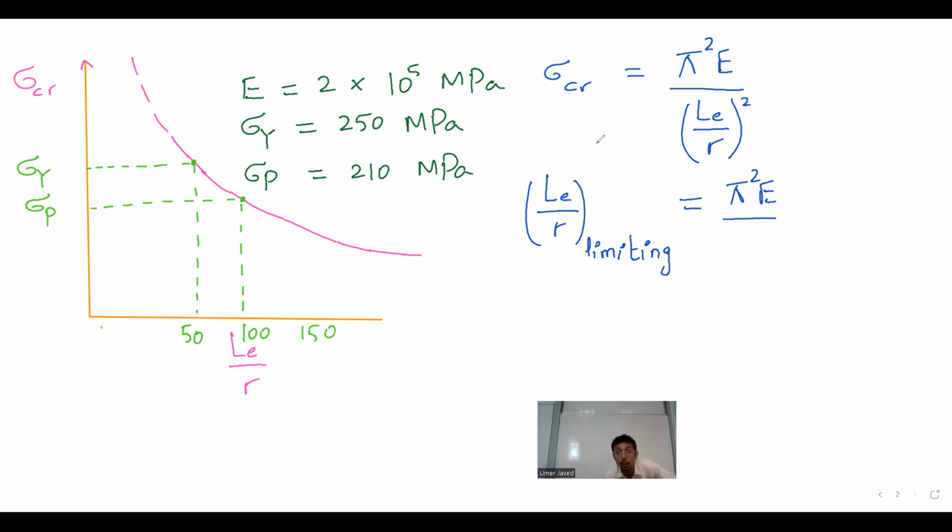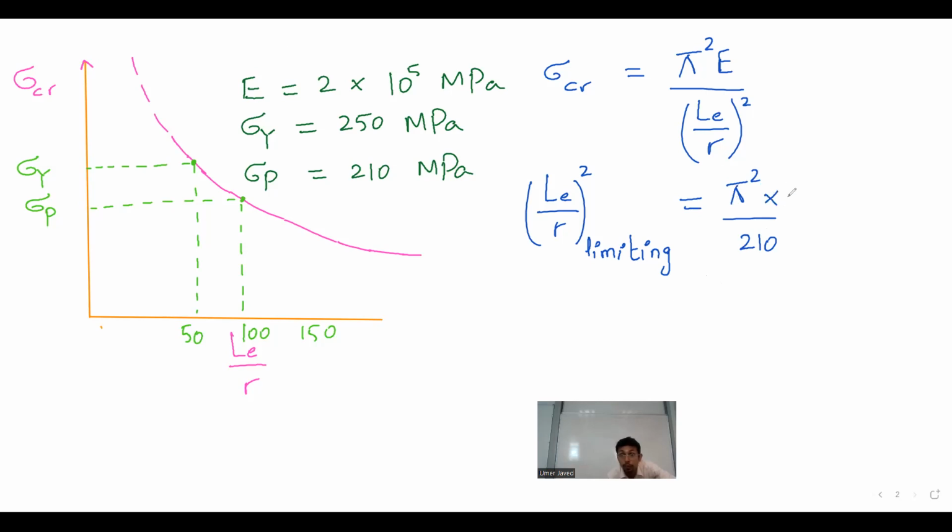Okay, what is the value of sigma critical? Very good question. What is the value of sigma critical? 210. Let's take it as 210 for now. So now the answer comes out to be, what is the value of E? It is 2 times 10 to the power 5.